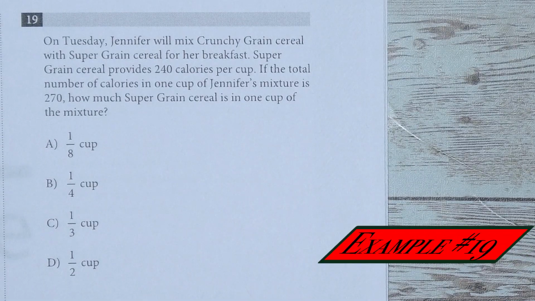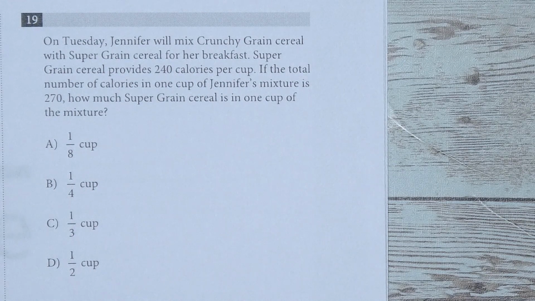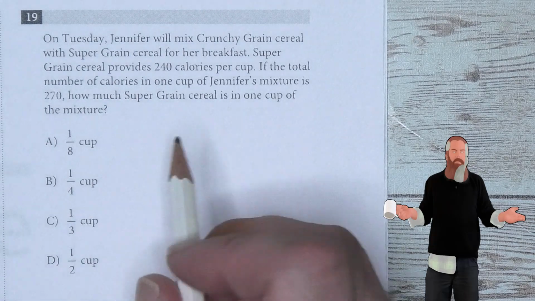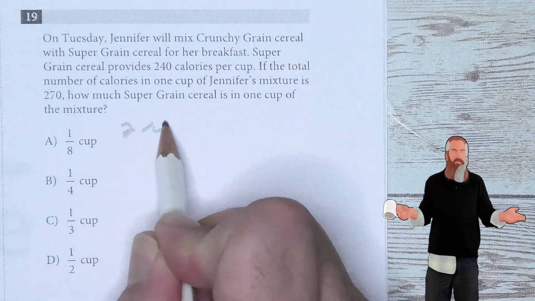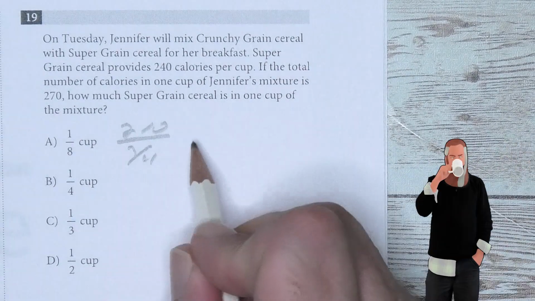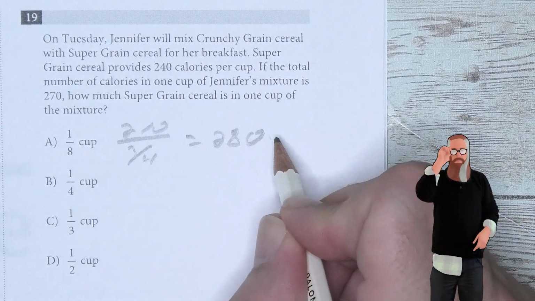On Tuesday, Jennifer will mix Crunchy Grain cereal with Super Grain cereal for her breakfast. Super Grain cereal provides 240 calories per cup. If the total number of calories in 1 cup of Jennifer's mixture is 270, how much Super Grain cereal is in 1 cup of the mixture? We're going to start by thinking about Crunchy Grain cereal, which had 210 calories. Now, this was in 3/4 of a cup, which means that we're dealing with 280 calories per cup.